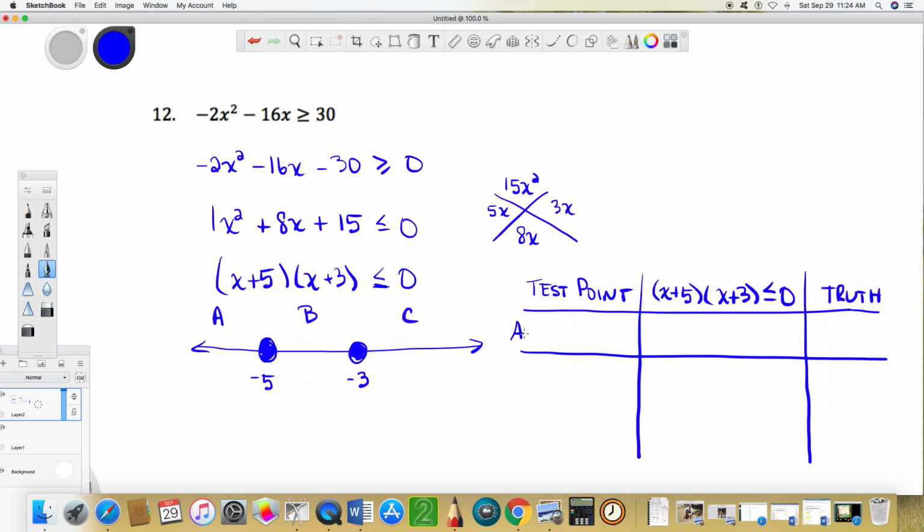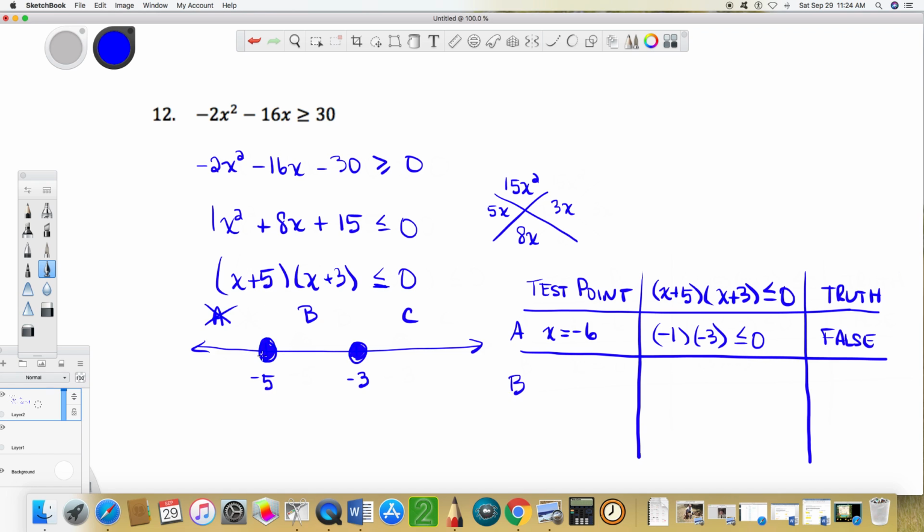So if we look to region A, we want to pick a number that's smaller than negative 5. I'm just going to pick negative 6. When I replace x with negative 6, what do I get? I get negative 1 times negative 3. That's a positive 3, and positive 3 is not less than or equal to 0. That's a false statement. So I'm not going to include that in my solution set.